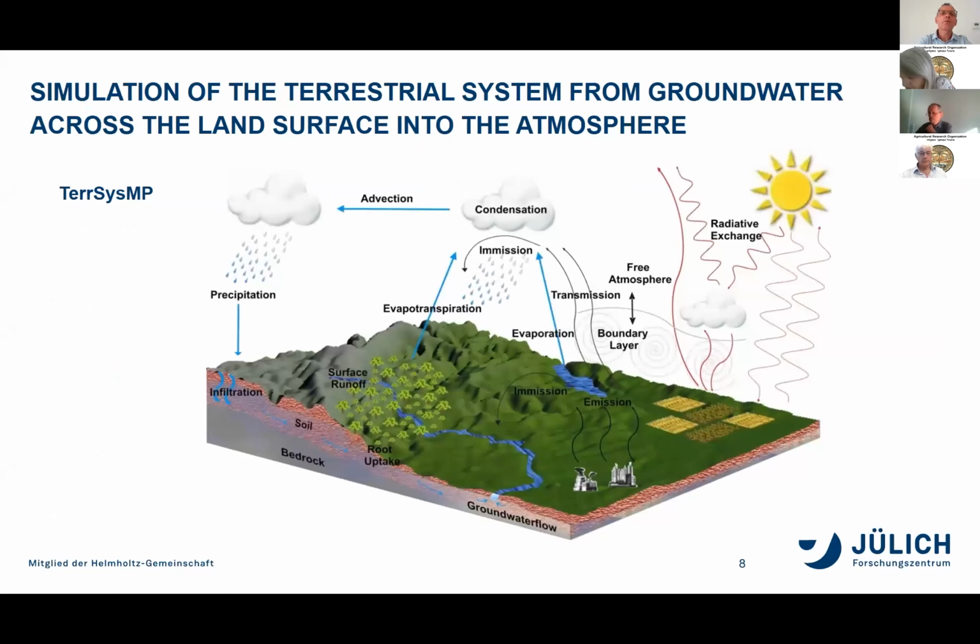At the larger scale, we are developing and running in Jülich an entire holistic terrestrial system model, the TerrSysMP model, which simulates the terrestrial system from the bedrock over the groundwater, the soil, the vegetation into the atmosphere in a fully coupled way. The system is implemented on the supercomputing infrastructure in Jülich, and we can simulate the system from the catchment scale up to the continental scale with high spatial resolution.